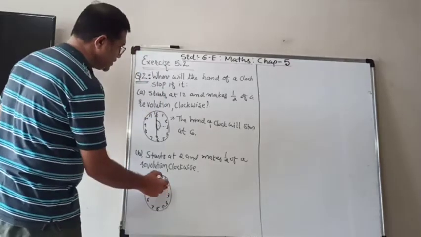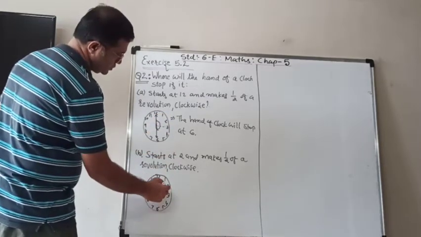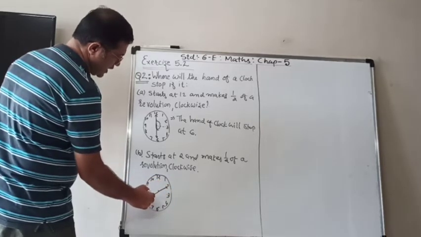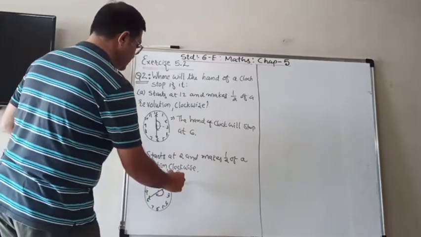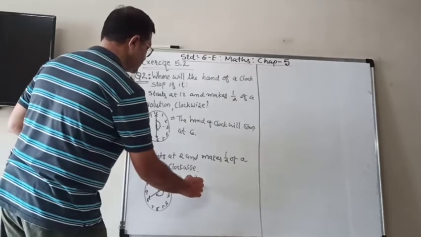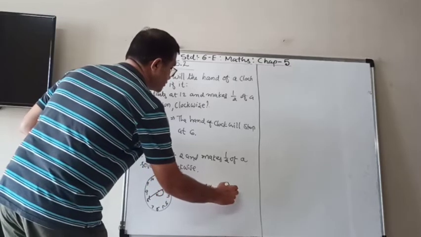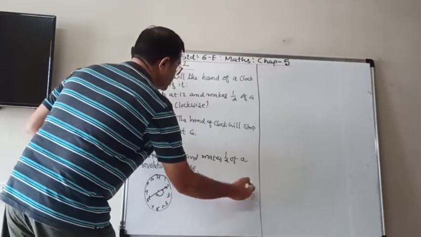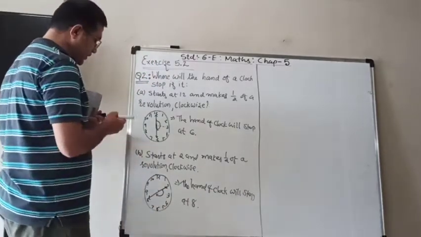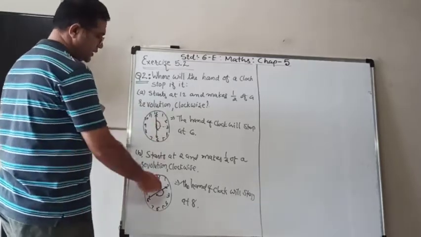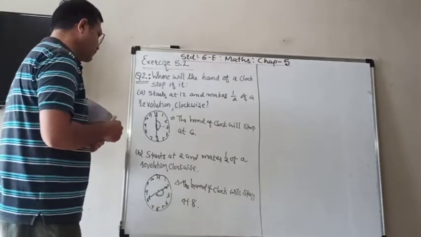Now from 2 also it's making half revolution. So it starts from 2 and then making half revolution clockwise. Where will it go? 8. Therefore, the hand of clock will stop at 8. So half revolution means 180 degree, means a straight angle, and so it starts with 2 going clockwise, then it will stop at the point 8.